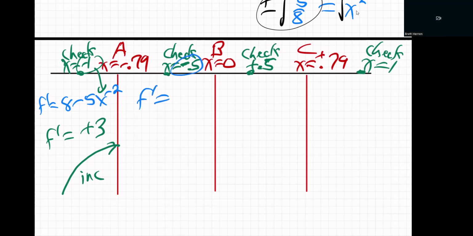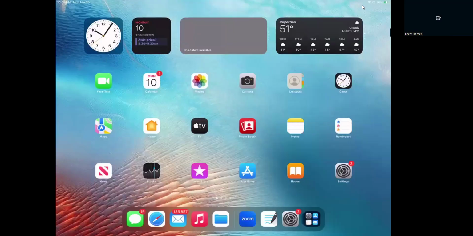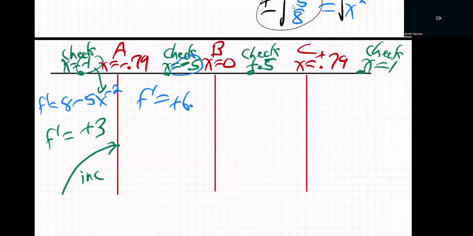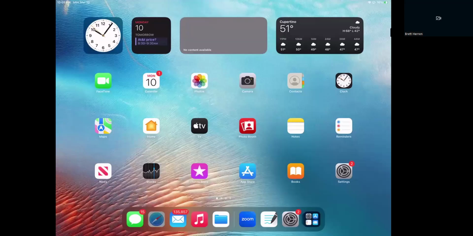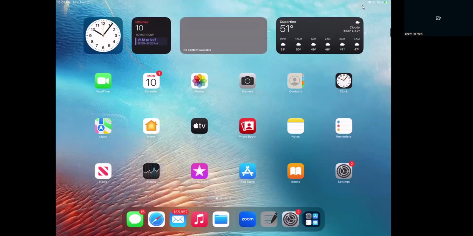Now I'm going to plug in -0.5. Let's go do that. -0.5, and I get 6.75. Positive. So it's still going up. It's increasing still. Let's check the next section. I'm going to plug in +0.5. Wait, did I do the wrong one? Oh, no, I did it right. Okay, now +0.5. I don't think it's going to matter. +0.5 is still positive, 6.75.